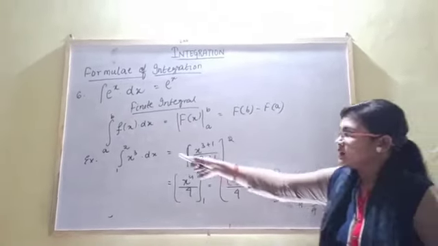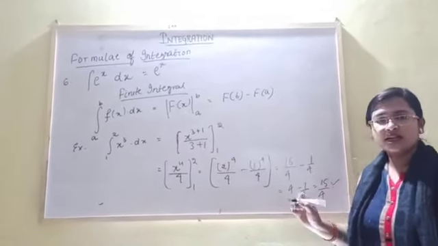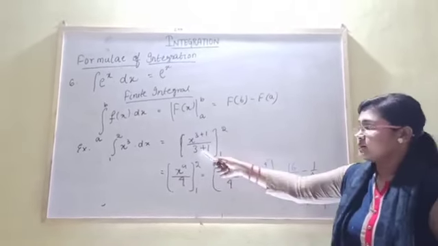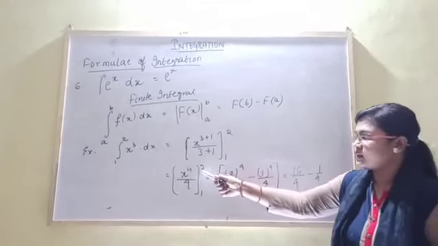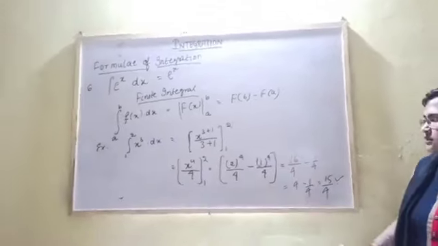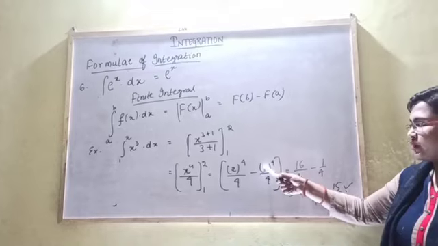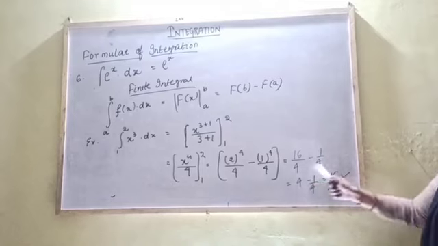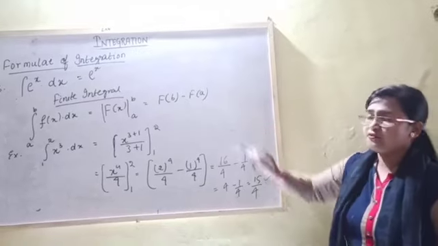Clear? What did I do? I integrated x cube dx from 1 to 2. First, you write the integration of x cube by using the first formula: add 1 to the power and divide by the power plus 1. Then you get the answer x to the power 4 by 4. Then put the value of the upper limit in x, 2 to the power 4 by 4, minus the lower limit, 1 to the power 4 by 4, which equals 16 by 4 minus 1 by 4, and after solving it we get 15 by 4. Hope you understood this example of finite integral.